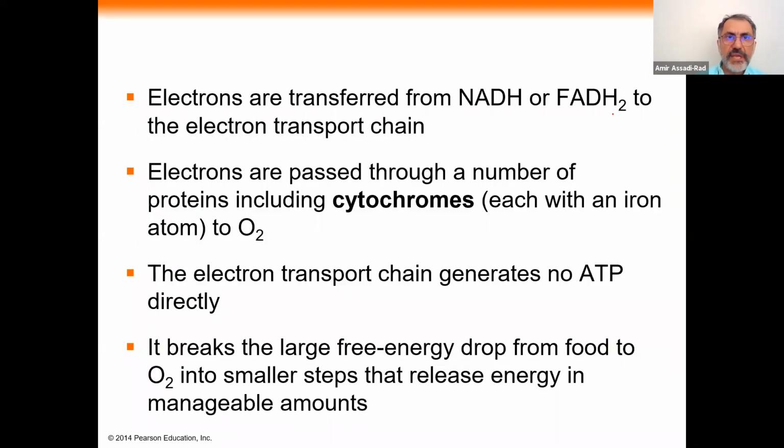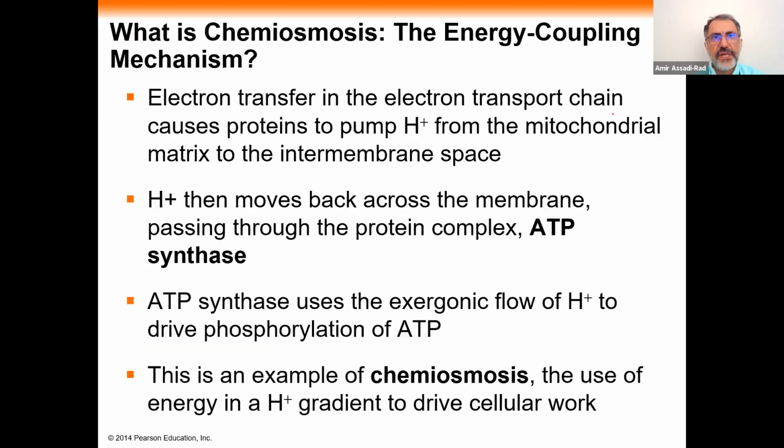Electron transport from NADH or FADH2 to the electron transport chain, yes. By the cytochrome system, yes, I will talk about that a little bit. You're not taking a biochemistry class, so I don't want to get into cytochromes too much.